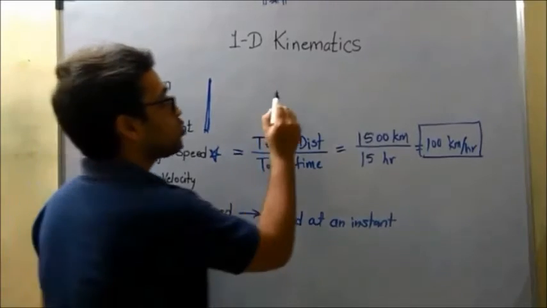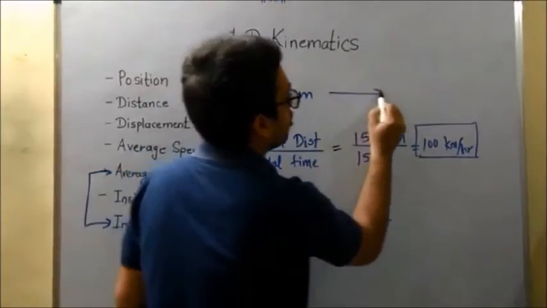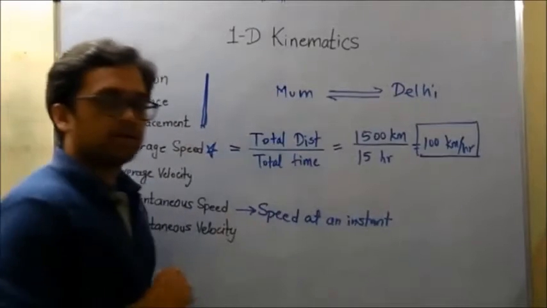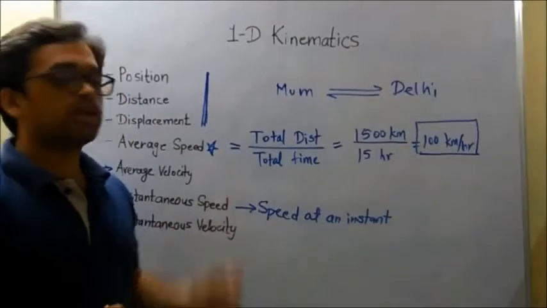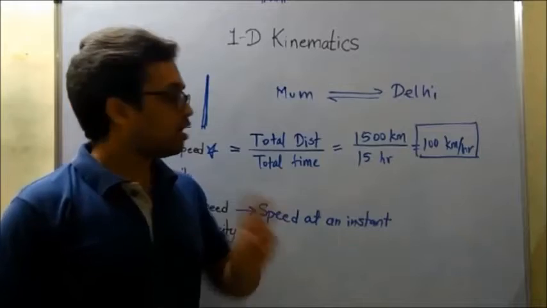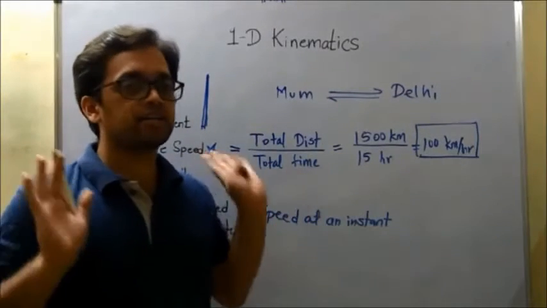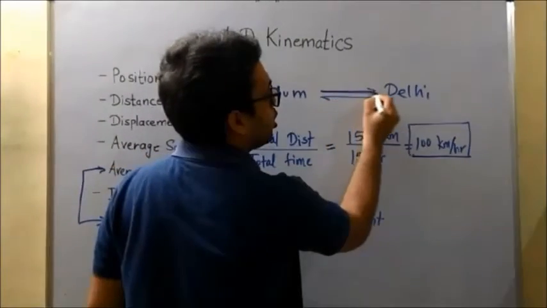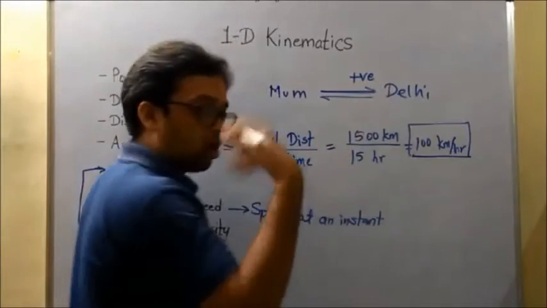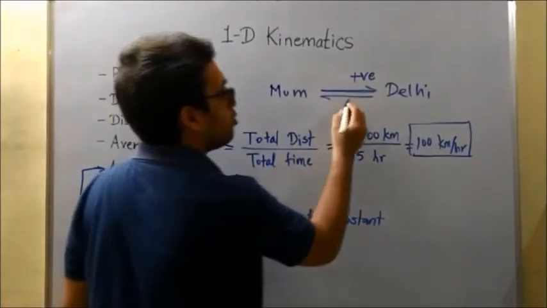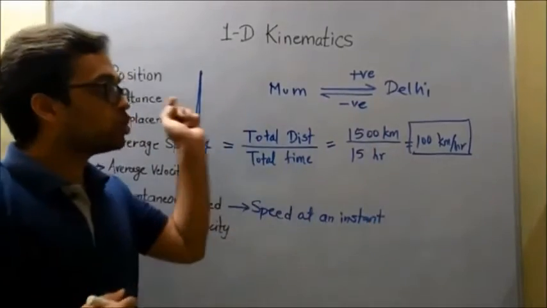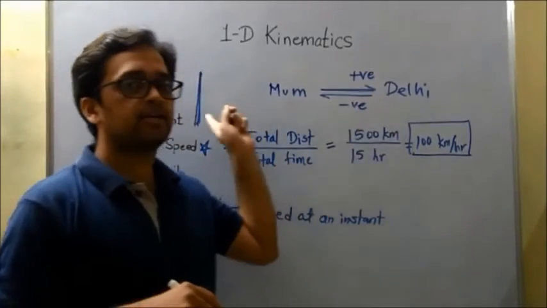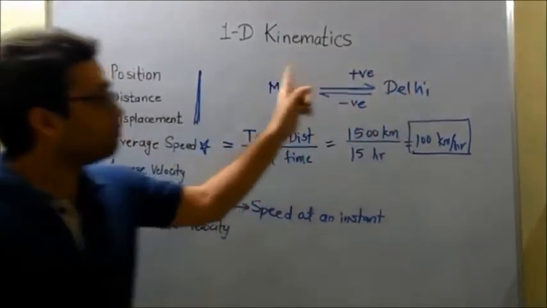That means if the train is going from Mumbai to Delhi, or is it coming back from Delhi to Mumbai? In either case, I will say that the speed of the train is 100 km per hour. But I will not specify the direction because speed is anyway 100 km per hour. But if I assume that the direction from Mumbai towards Delhi is positive, then automatically the direction from Delhi to Mumbai becomes negative. So while going towards Delhi, if the speed is 100 km per hour, I have to specify it as minus 100 km per hour when coming back from Delhi to Mumbai.